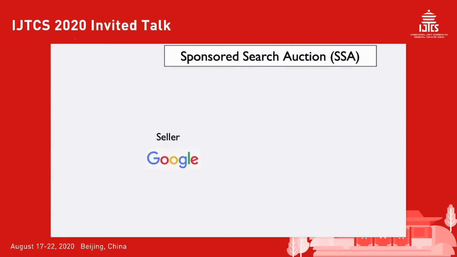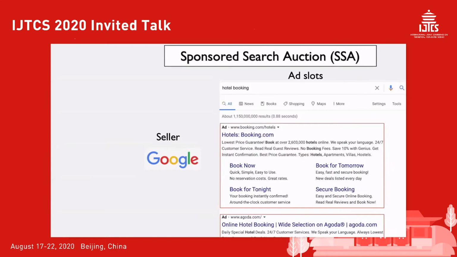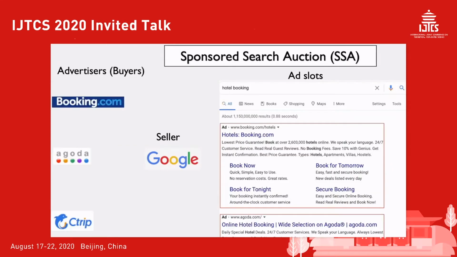In a classical sponsor search auction, there's a seller or a search engine who sells a set of ad slots to a set of advertisers. When a user searches for something, for example hotel booking, an auction starts, and then the advertisers can buy ad slots from Google to display their ads.